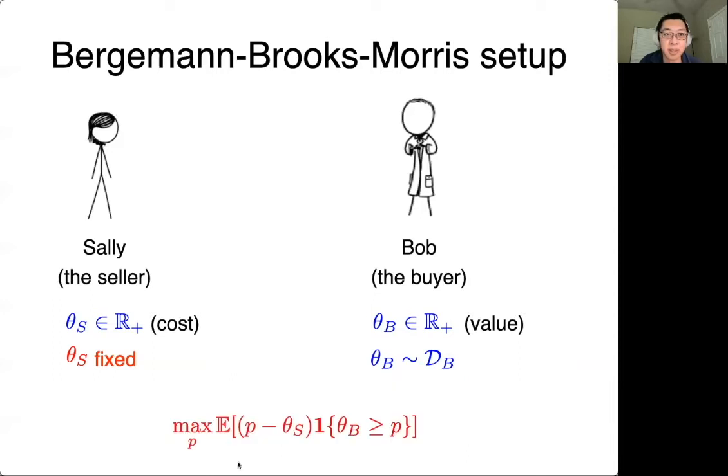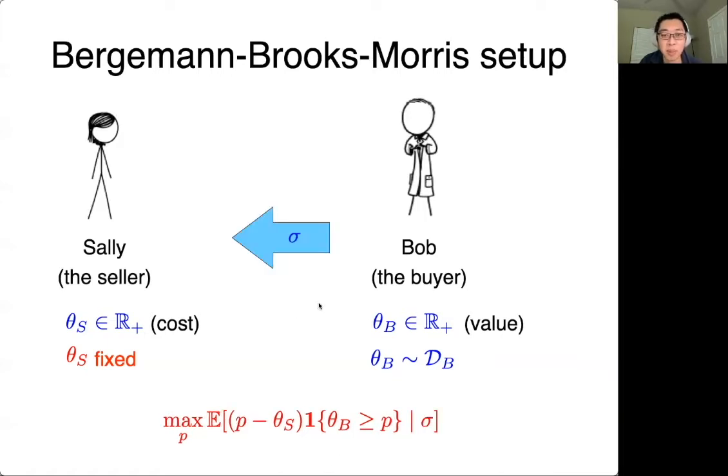And Sally will choose her price P to maximize her expected profit, which is P minus theta S times the probability of the trade. And in this model, we let Bob send some signal beforehand, depending on his private value on the item. And then Sally will get the signal, and then she will choose the price P to maximize this conditional expectation. So she will maximize the price minus her cost times the probability of Bob buying the item given the signal.